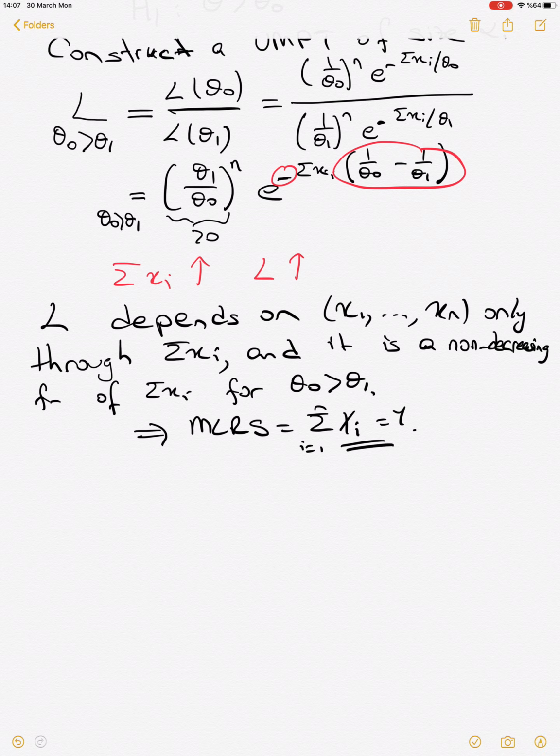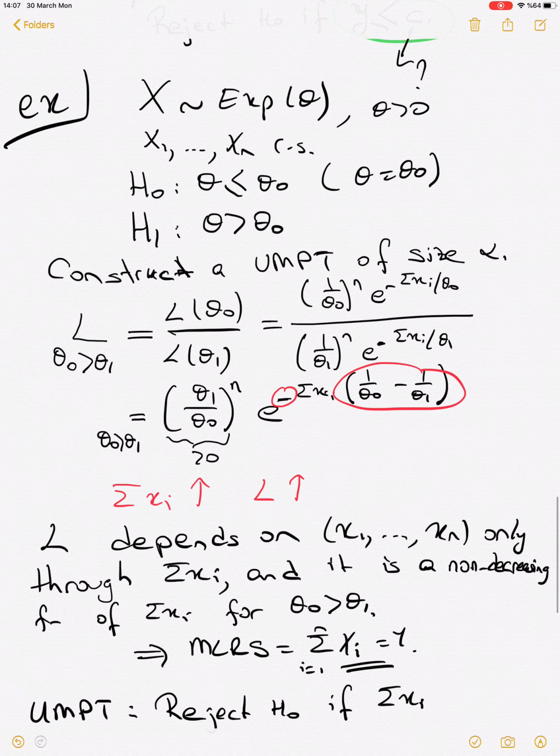Then, in the construction of our uniformly most powerful test, our testing procedure is: reject H0 if summation xi is large. So at this point, go to the hypothesis, and then see the direction of the alternative.